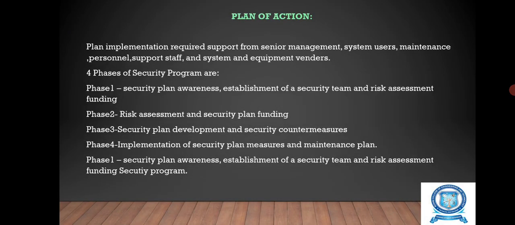Plan of action. The plan implementation requires support from the senior management, system users, maintenance personnel, support staff, and system and equipment vendors. The four phases of the security program are: Phase 1, security plan awareness, establishment of a security team, and the risk assessment funding. Phase 2, risk assessment and security plan funding. Phase 3, security plan development and security countermeasures. Phase 4, implementation of security plan measures and maintenance plan.